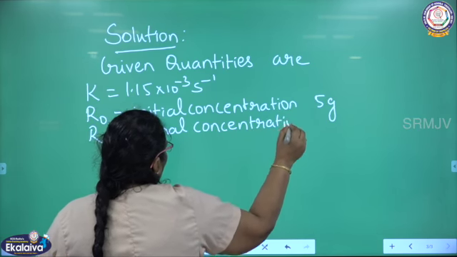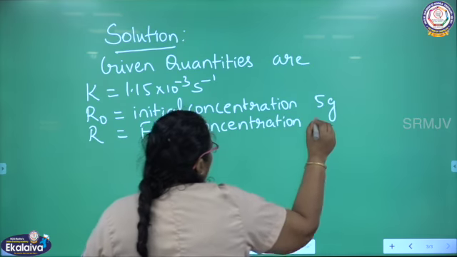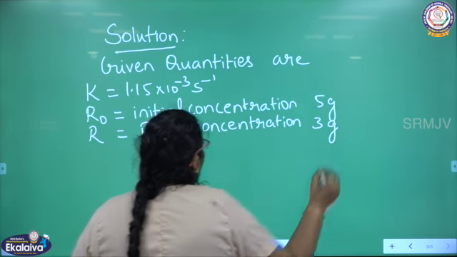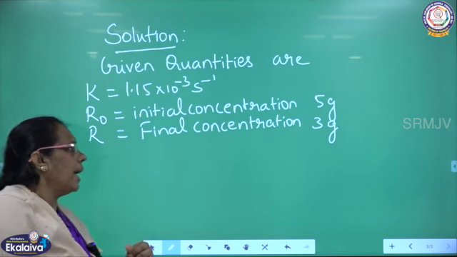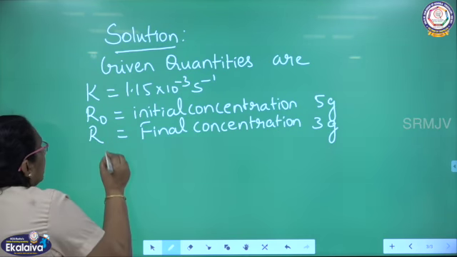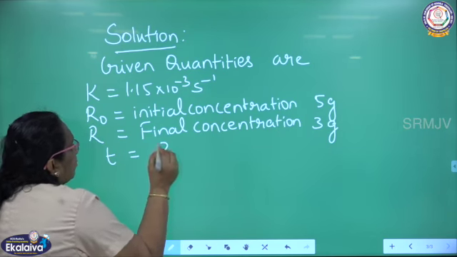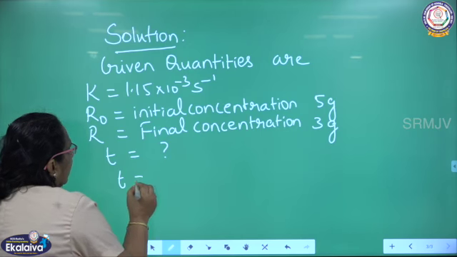So they have given the following quantities. Initial concentration they have given as 5 grams, final they have given as 3 grams. And we are going to find out the time. They are asking us to find out the time. So what is T here?